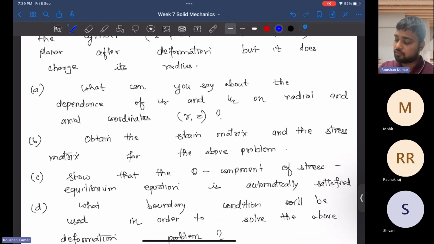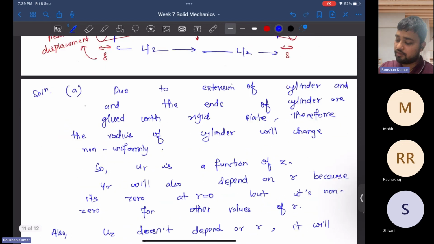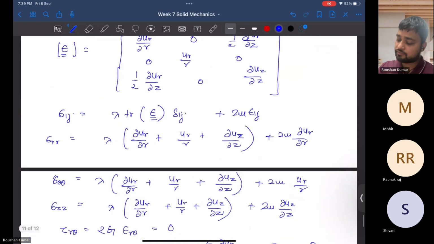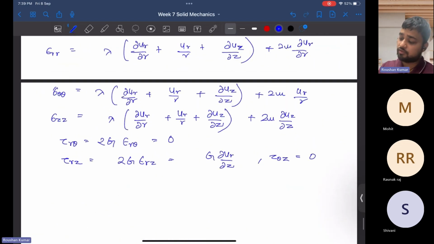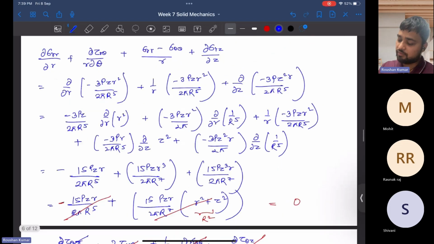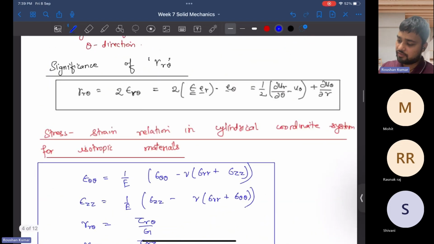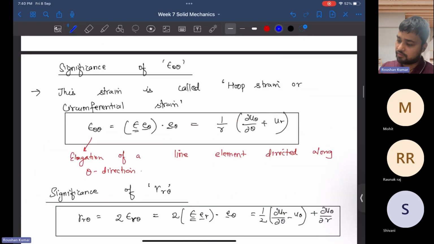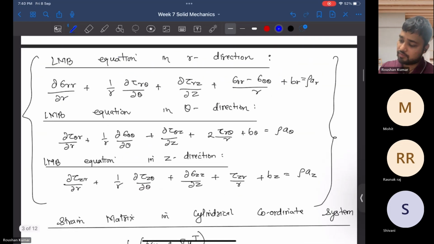The third part is to show that the theta component of the stress equilibrium equation is already satisfied. So you can see from here that there is no stress component along theta direction, that is tau r theta is 0, tau theta z is 0, and if you see the expression for the stress equilibrium equation in theta direction, you can see from here. I'm just copying this relation.